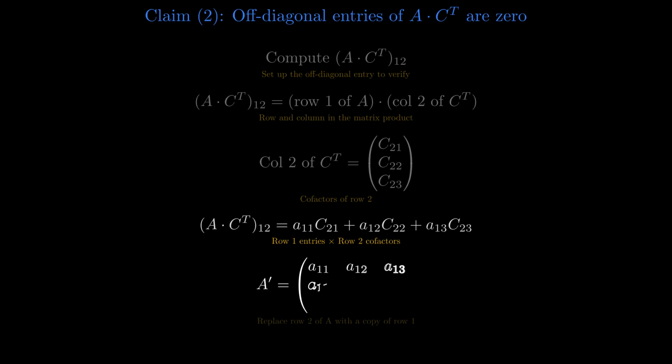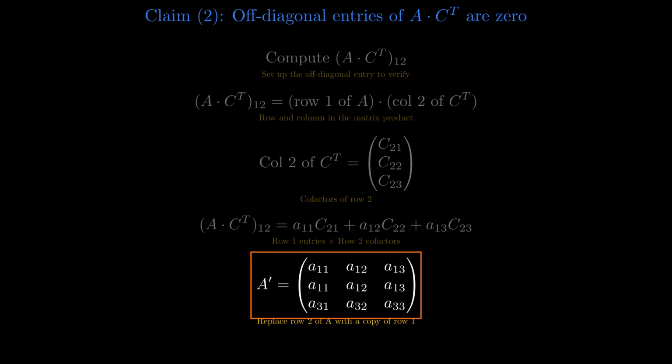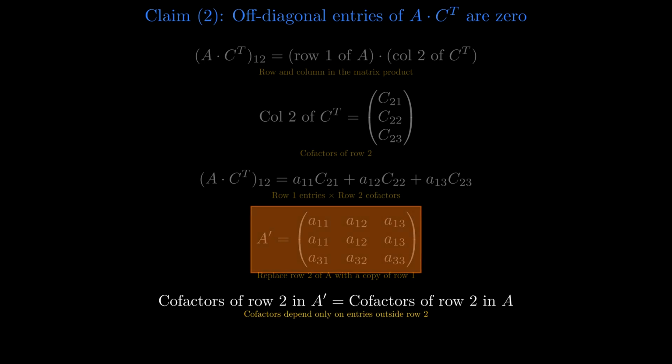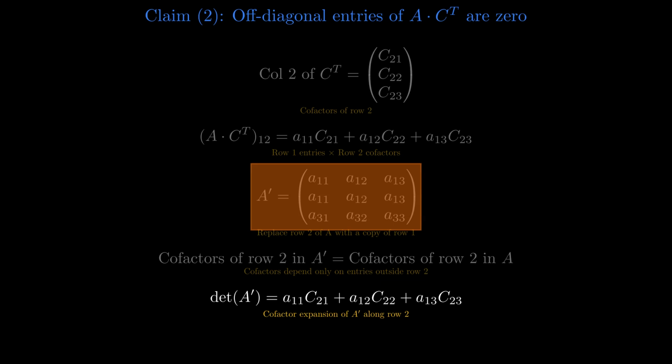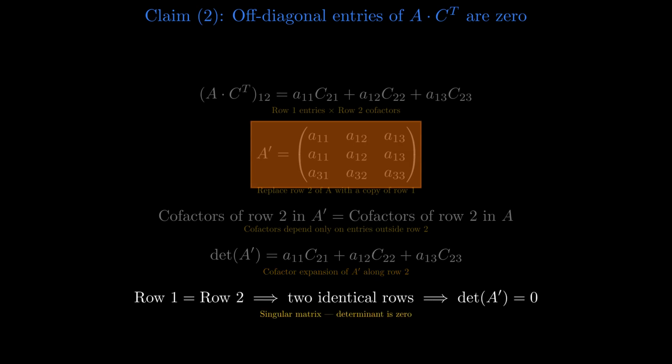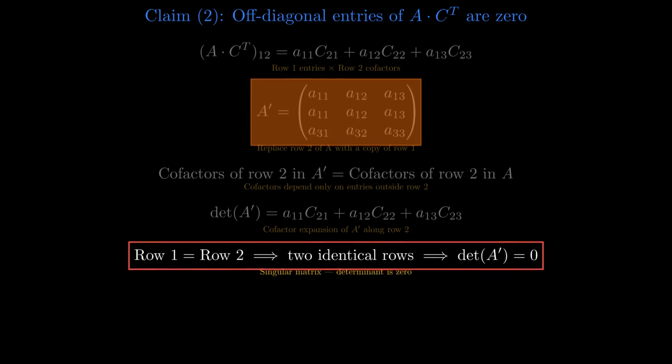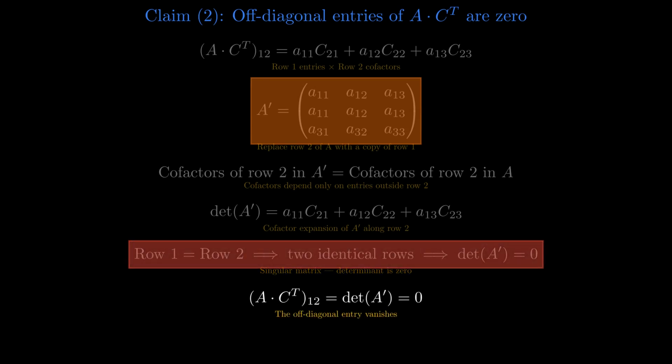Here's what this secretly computes. Construct a new matrix: take A and replace row 2 with a copy of row 1. The cofactors of row 2 are unchanged because they depend only on entries outside row 2, which haven't changed. So expanding this new matrix along row 2 gives exactly A11 times C21 plus A12 times C22 plus A13 times C23. That's our dot product. But this fake matrix has row 1 appearing twice. Two identical rows means the matrix is singular and its determinant is 0. Therefore, the 1, 2 entry of A times C transpose is 0.